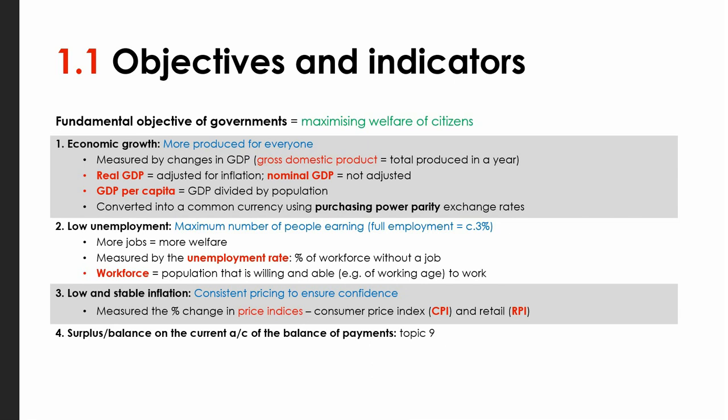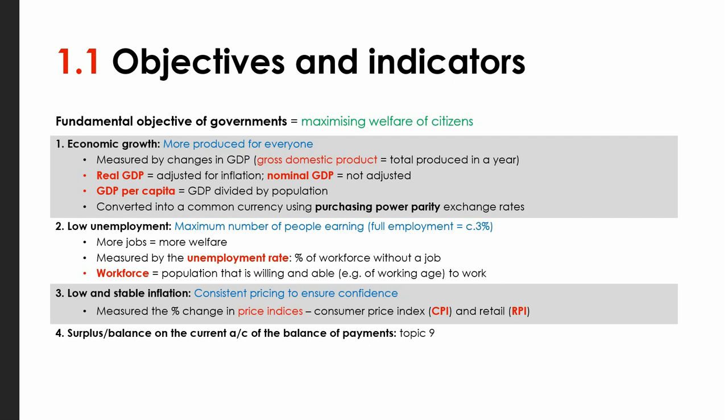Our 4th objective is a surplus or a balance on the current account of the balance of payments, which we'll talk much more about in topic 9, but essentially means that we want there to be at least as much money coming into the economy from the rest of the world as there is going out.